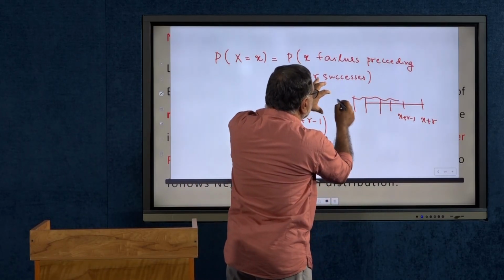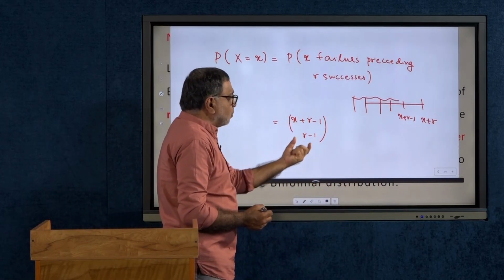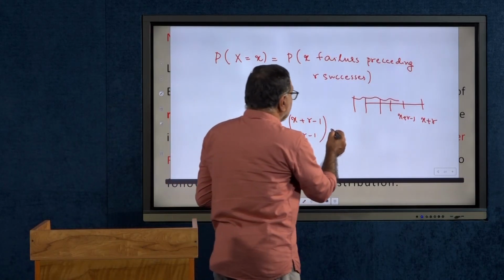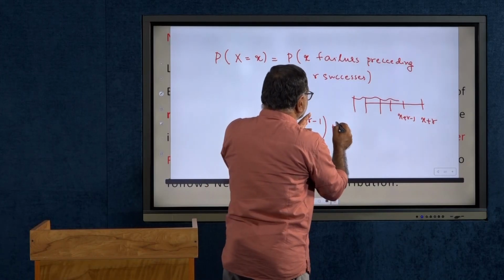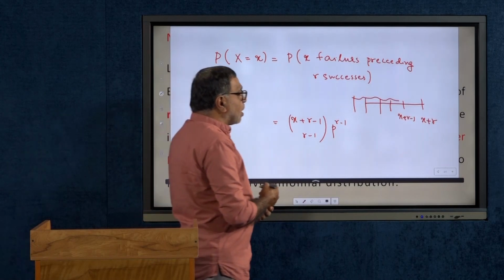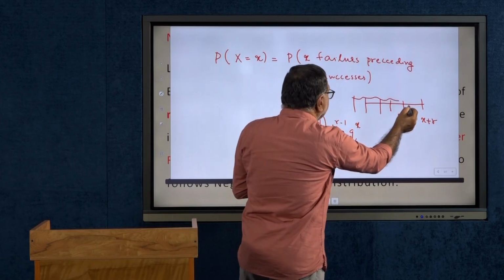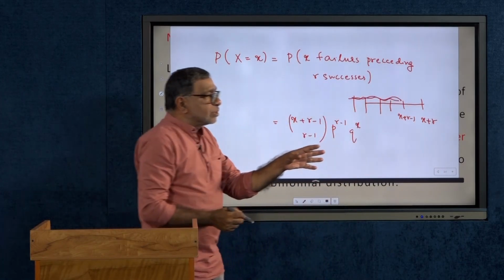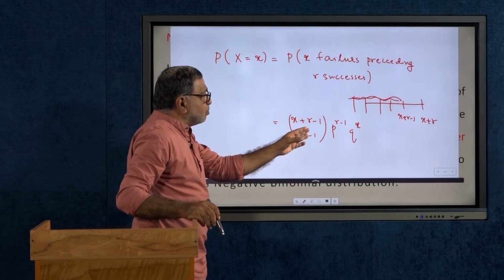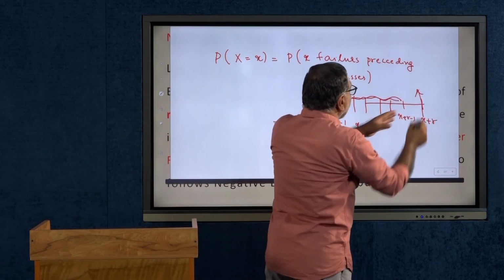These are x plus r minus 1 trials. We have r minus 1 successes obtained in different combinations, and the different ways are x plus r minus 1 choose r minus 1, and the probability of getting success is p, so r minus 1 successes will be obtained with p power r minus 1, and the failures are x. So, the probability of getting x failures and r minus 1 successes is x plus r minus 1 choose r minus 1 p power r minus 1 q power x, and this is fixed. This is actually the success.